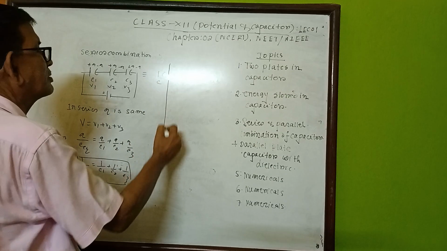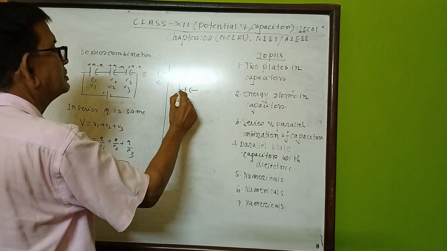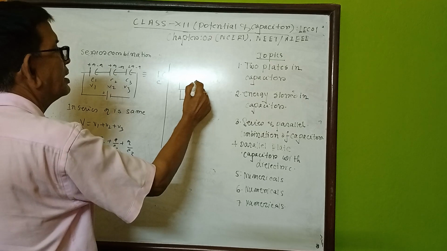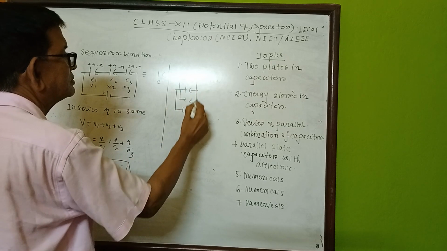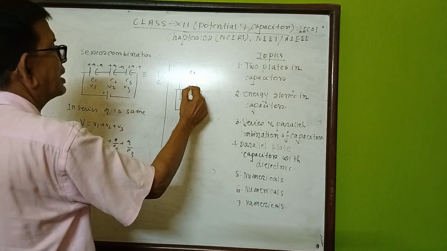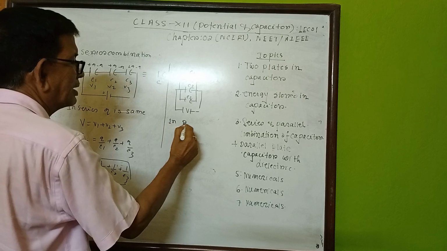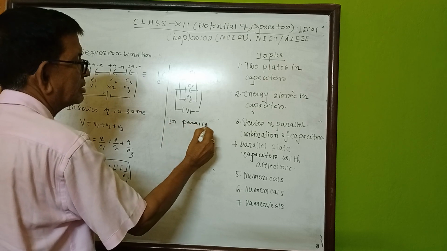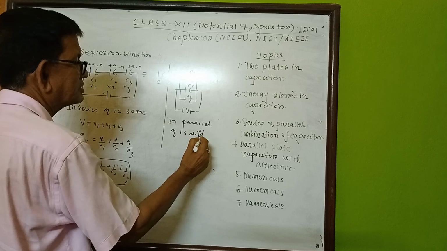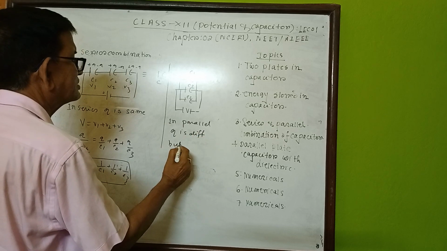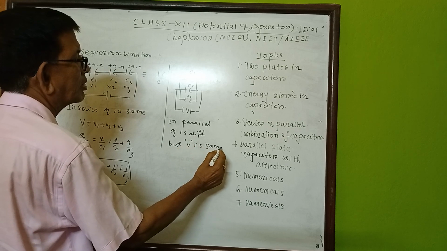Now children, parallel combination. Suppose some capacitors are connected in parallel with a battery of voltage V. Now this C1, C2 and C3 are in parallel combination. Q is different, just the reverse, but V is the same for all. The potential is the same for all.